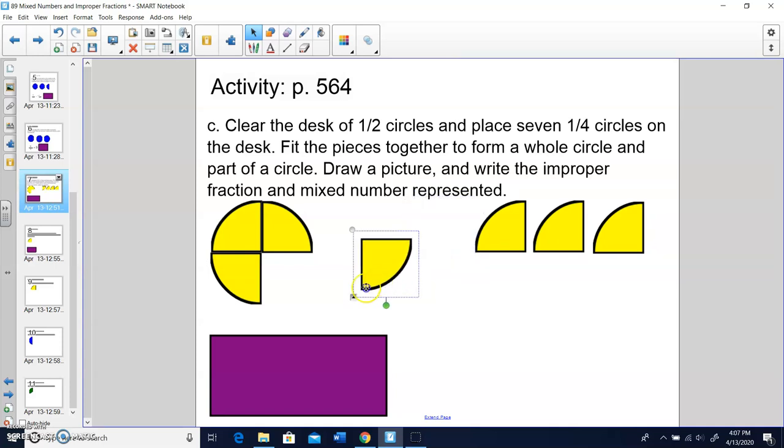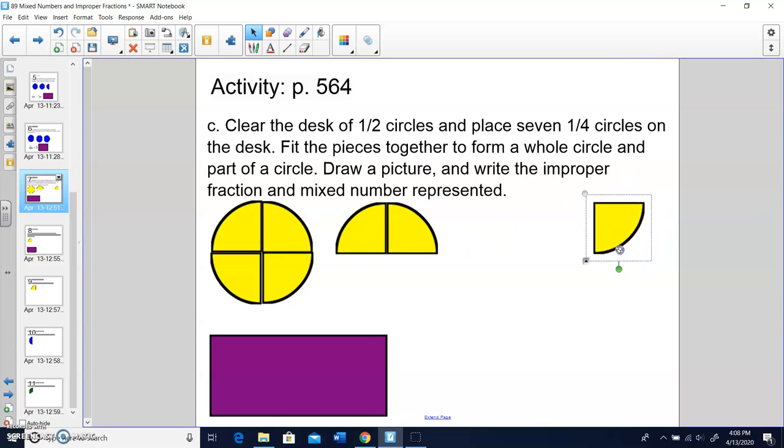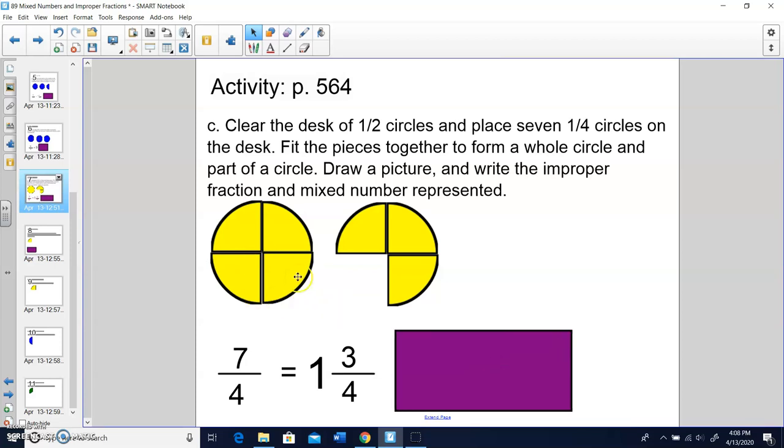It's not cooperating with me. And then 4/4 equals 1. Okay, and I have 1, 2/4, 3/4 left. So my improper fraction would be 1, 2, 3, 4, 5, 6, 7. So I have 7/4, which is the same as 1 3/4. So 7/4 equals 1 3/4.